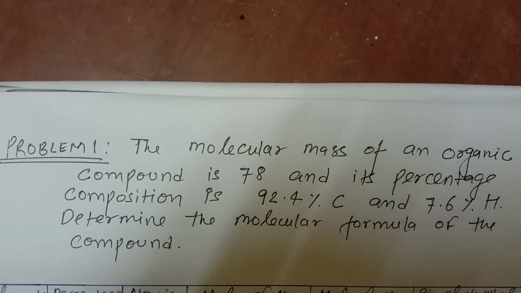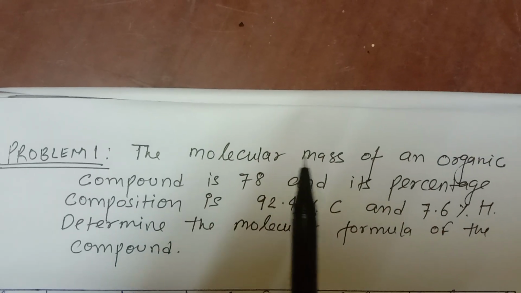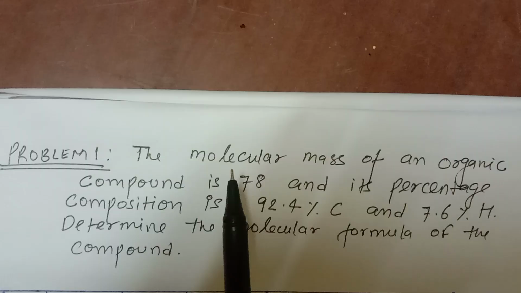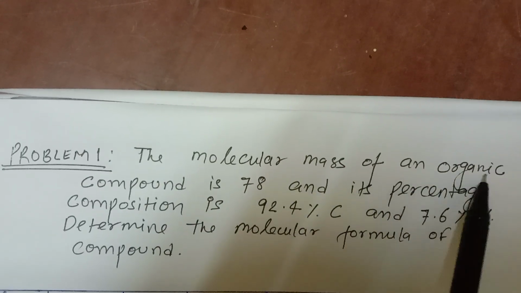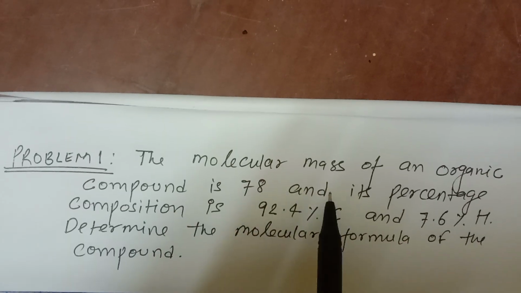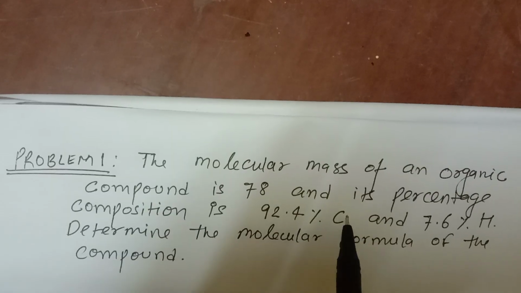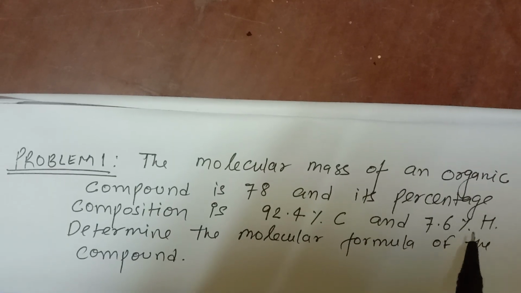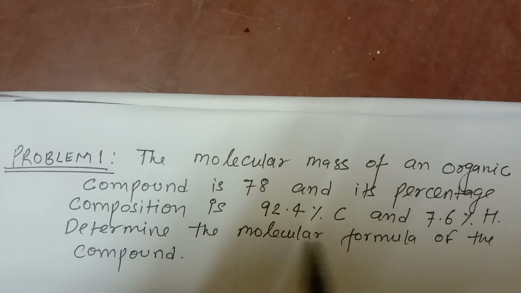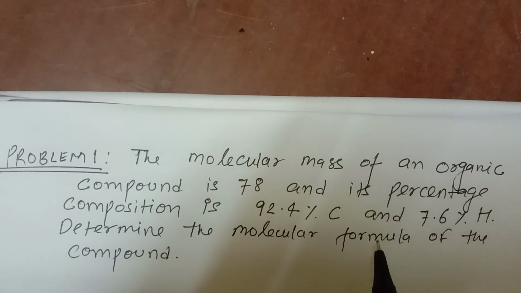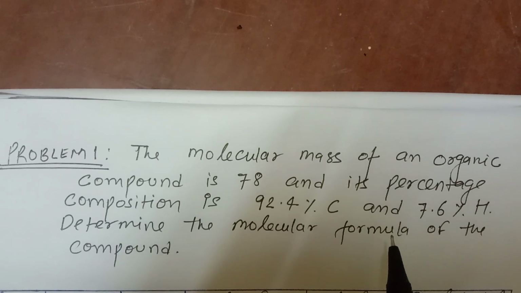Today we will study one of the important problems based on the empirical formula and molecular formula. So let's see the statement. The molecular mass of an organic compound is 78 and its percentage composition is 92.4% carbon and 7.6% hydrogen. Determine the molecular formula of the compound. So this much data is given in the question. Based on this data you have to solve the question and find out the molecular formula.